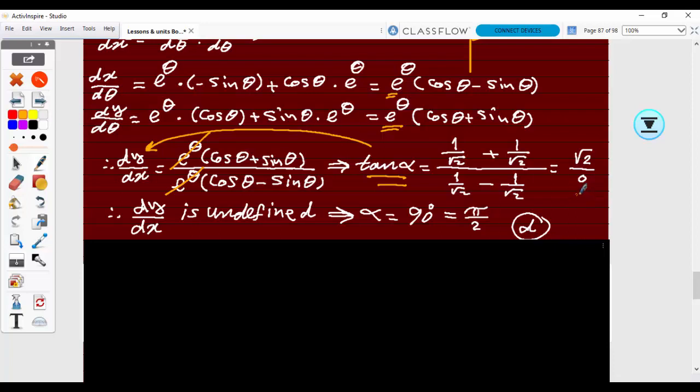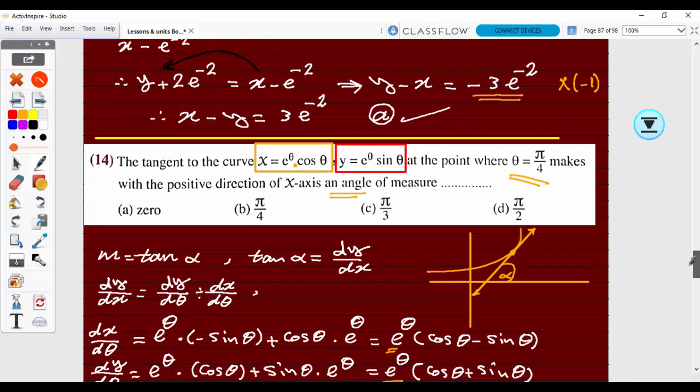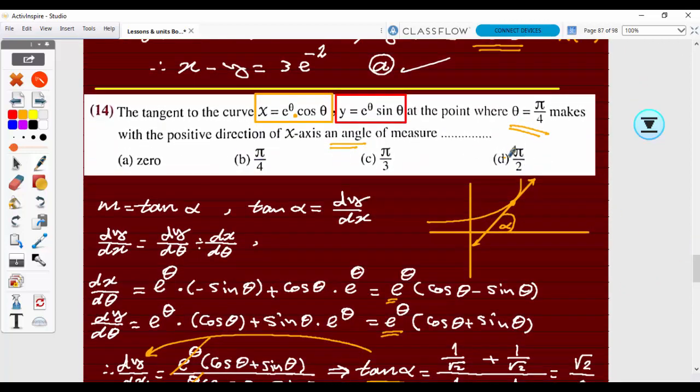Of course, tan 90 degrees is undefined. So the solution will be in letter D, and we'll choose it.